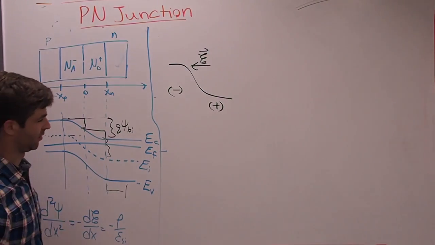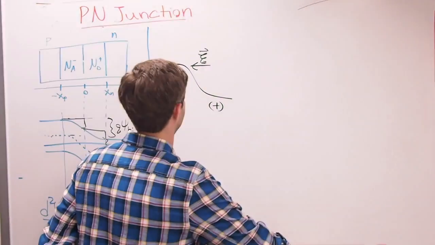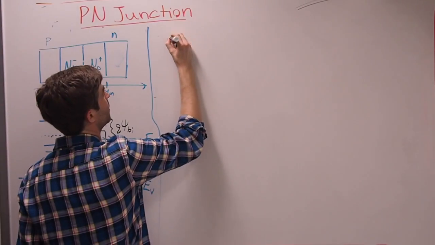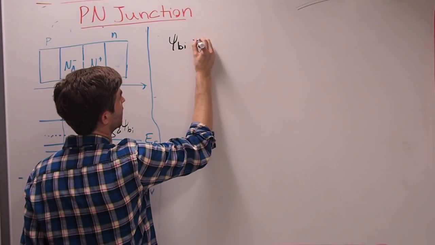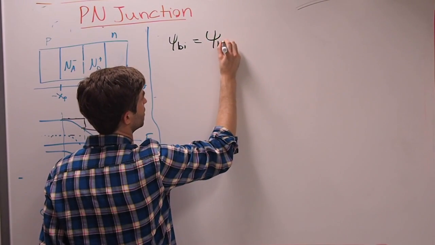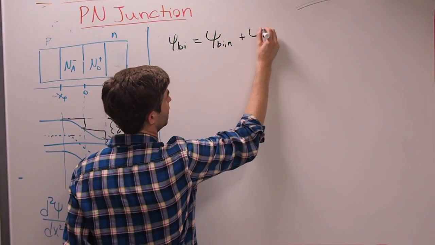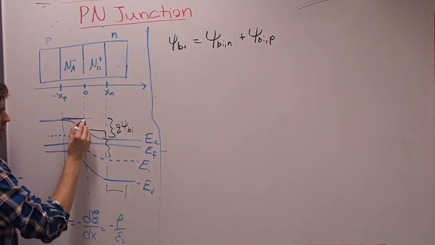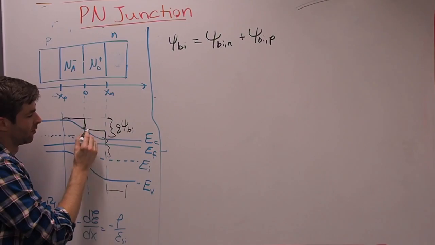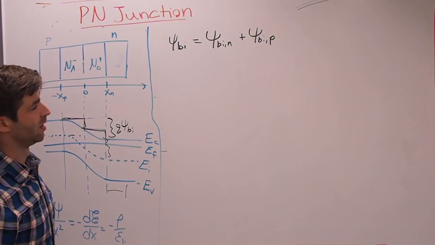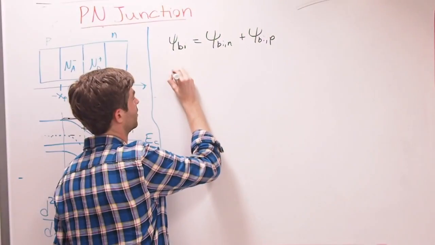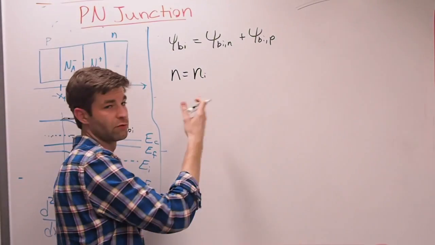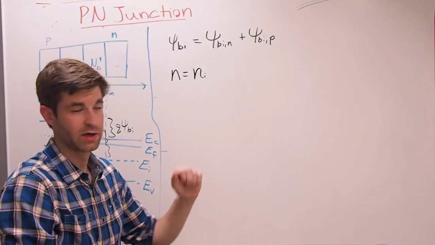So this VBI is really to think about our built-in potential. It's the sum: QVBI is equal to the built-in potential in the N region plus the built-in potential in the P region, right? Where this right here is the built-in potential in the P region, this is the built-in potential in the N region. And here's N always equal. This is true under almost all conditions.